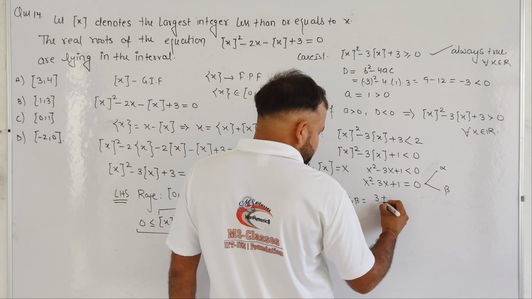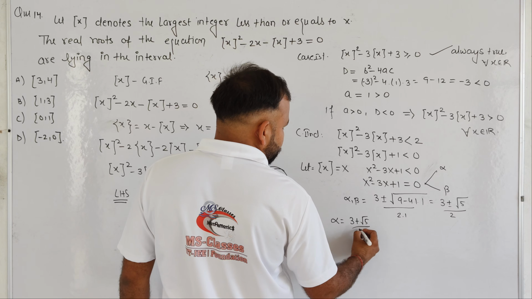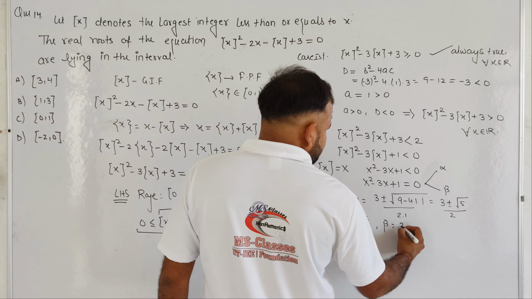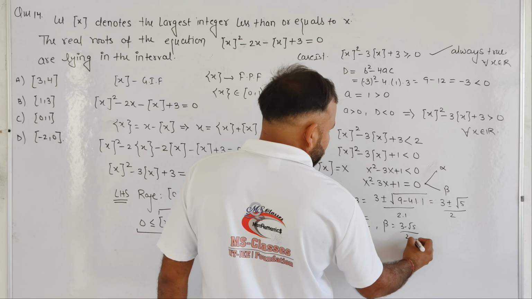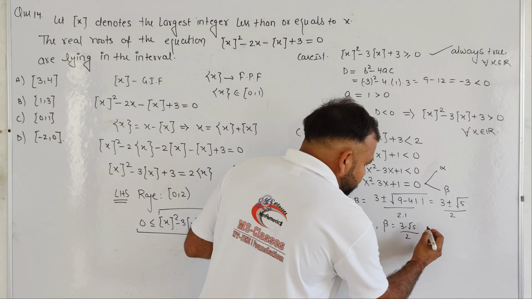minus 4 into 1 into 1, divided by 2 into 1. It will become (3 ± √5)/2. Student, you know that there are two roots. Let us consider alpha is (3 + √5)/2 and beta is (3 − √5)/2.